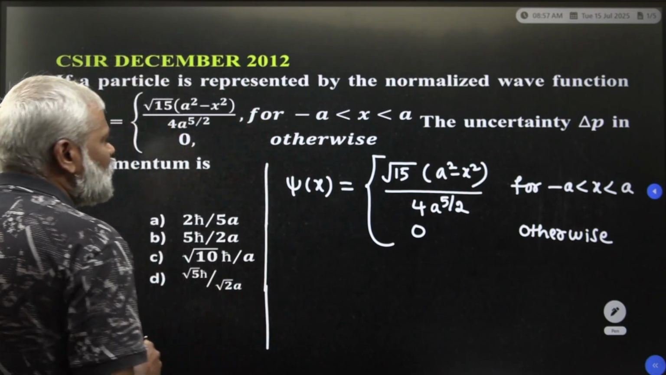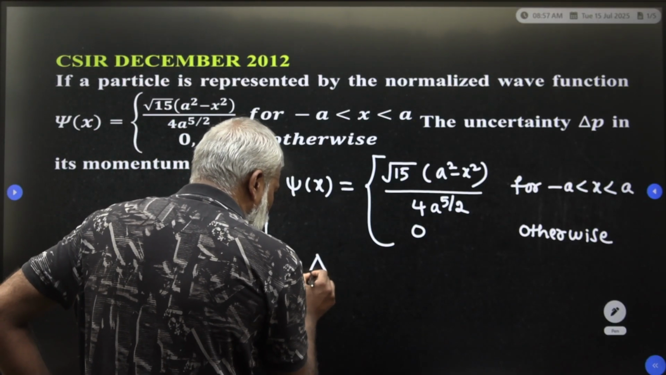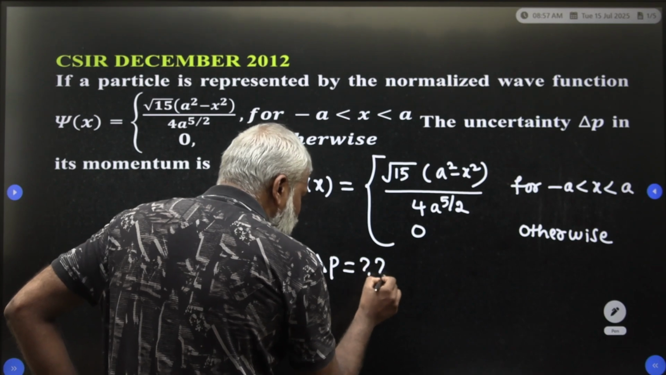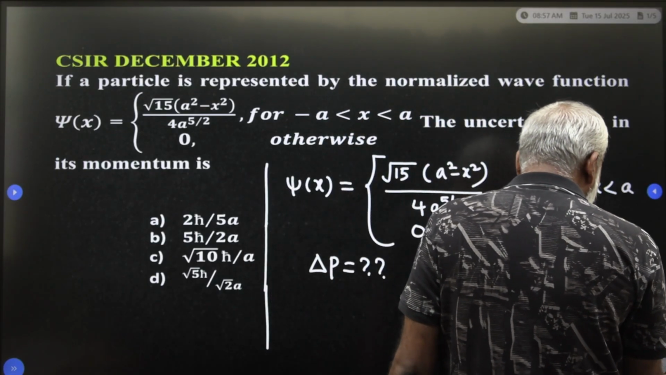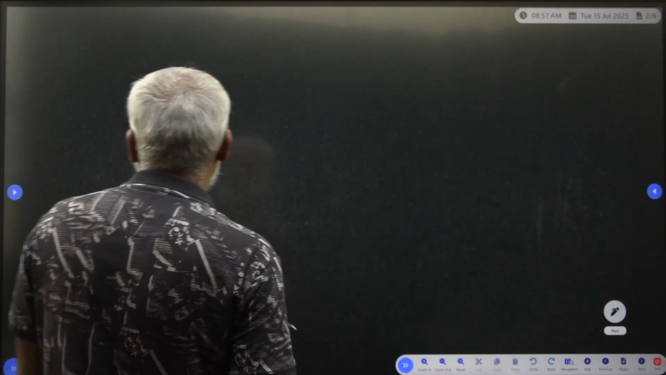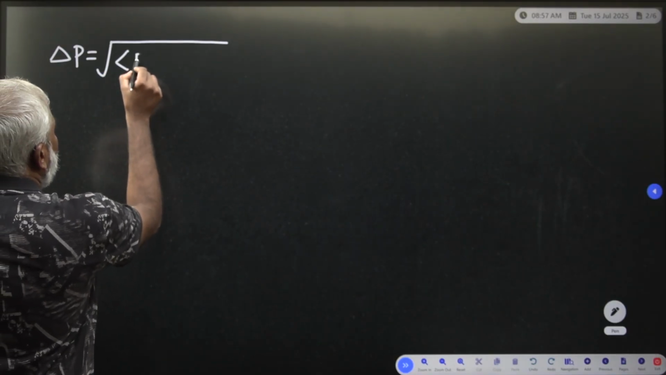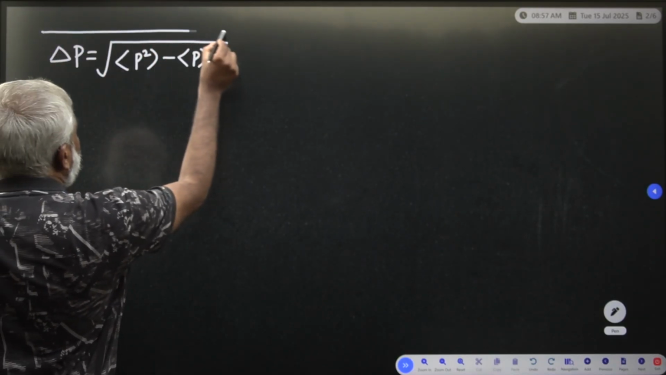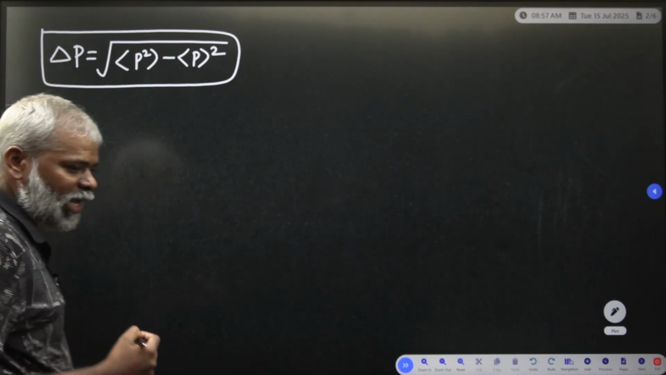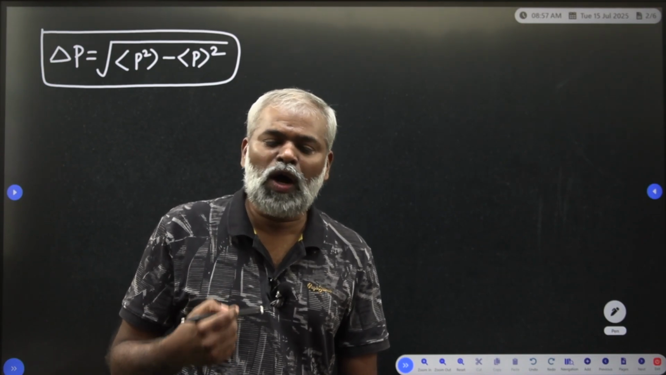Now what they want to ask is the uncertainty in the momentum. What is the formula for the uncertainty in the momentum? The formula is delta p is equal to the square root of the mean of p square minus the square of the mean p. This is the uncertainty relation: the expectation value of p square minus the expectation value of p whole square.